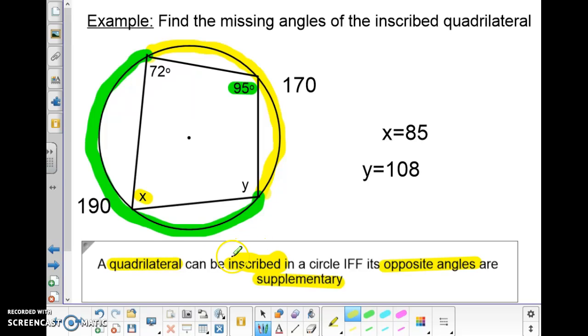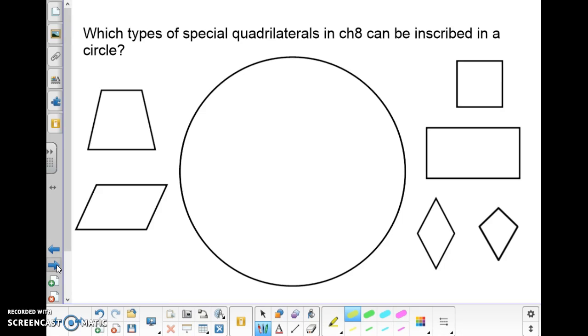And that leads me to our final question here in this lesson. And this is where we're going to end. You're going to have this discussion in class and or on Canvas. What type of special quadrilaterals we learned back in the previous chapter can be inscribed in a circle? So we have our isosceles trapezoid, we have our parallelogram, we have our square, our rectangle, our kite, and our rhombus. And we can include regular trapezoid in there as well if you like.